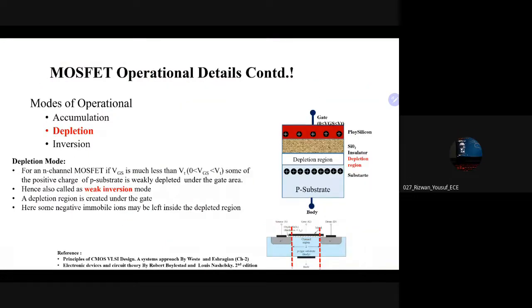In depletion mode, your input is here. This is, for example, VT. This is ID. This is VGS. So you are in this range. You have not crossed the threshold voltage, but you have still positive voltage. It is greater than 0. Okay? In depletion mode, our VGS is greater than 0, but it is less than threshold voltage.